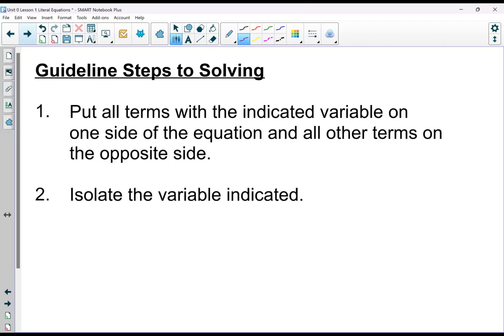So in general, as we're working through this unit, we want to put all terms with the indicated variable, the variable we're solving for, on one side of the equation. We're going to move everything else to the other side. We are using our operations. To undo addition, we're going to subtract. To undo multiplication, we're going to divide, and so on and so forth. So we are using that knowledge base of solving equations in this unit. And then do the algebra to isolate the variable. When you're done, you should only have the indicated variable on one side of the equation and only one copy of it. You shouldn't see the indicated variable anywhere else in your solution.